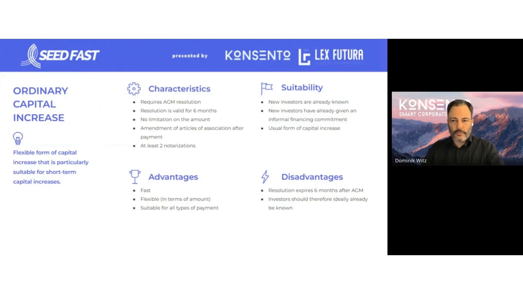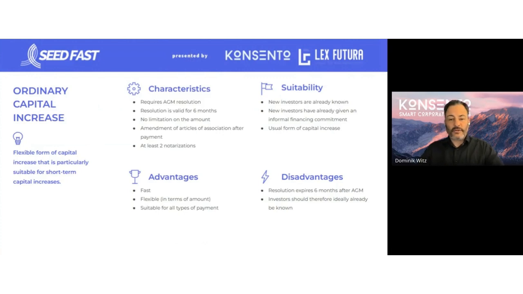But then there's also the possibility to offset loans, in particular convertible loans. But it's also suitable for contribution in kind, for example, if you want to add IP or invest in the form of real estate, etc. So this type of capital increase gives you a lot of flexibility.